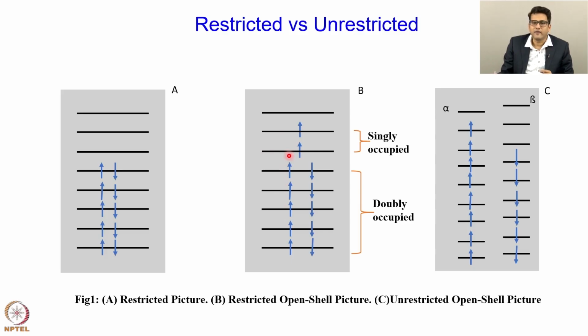Remember, even for the same number of alpha and beta electrons, you can actually use unrestricted orbitals. That can lead to some different properties, but in principle there is nothing which stops you from using unrestricted orbitals for an even number of electrons.